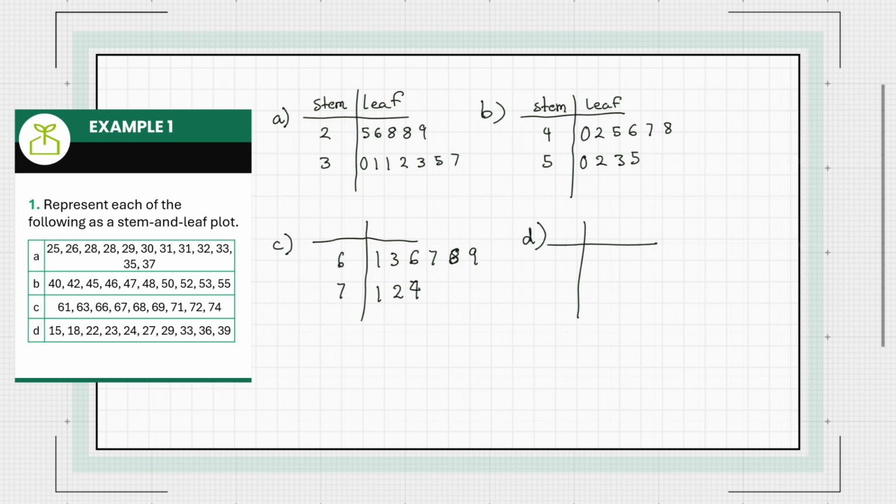So D is 10, 20, and 30. So we need 1, 2, and 3. So for this one, what we have is 15 and 18 for our 10s. For our 20s we have 22, 23, 24, 27, and 29. And for our 30s we have 33, 36, and 39.